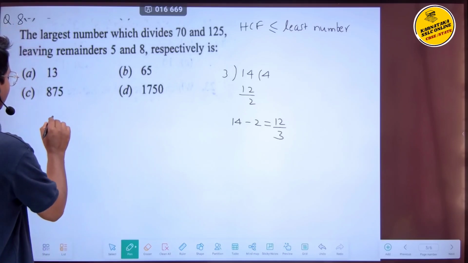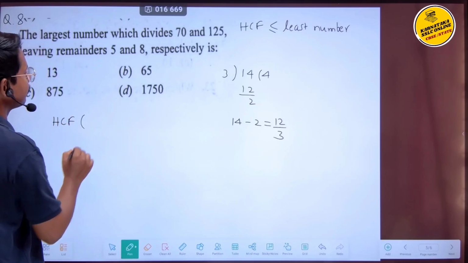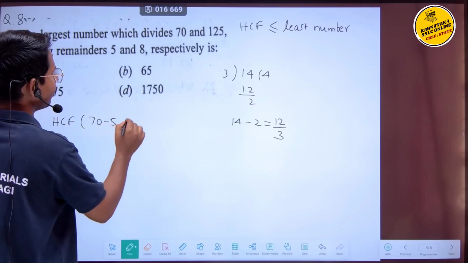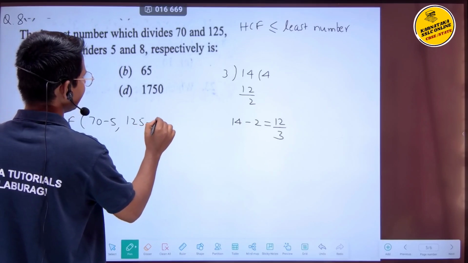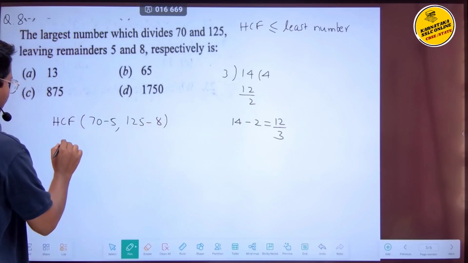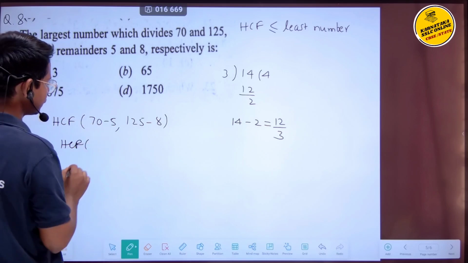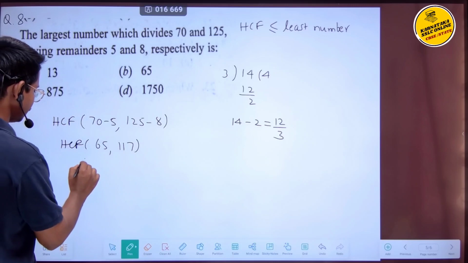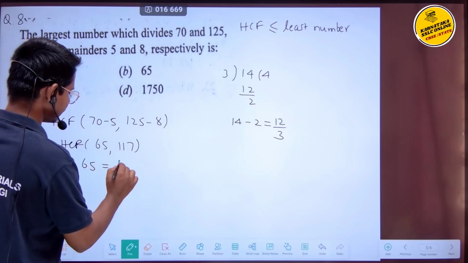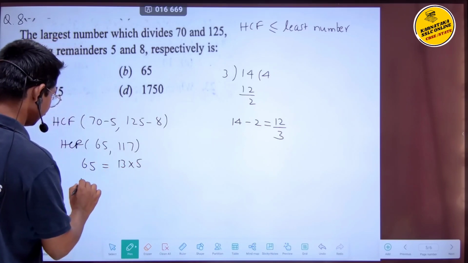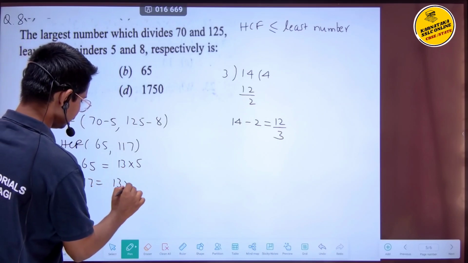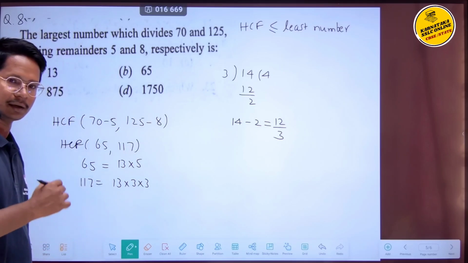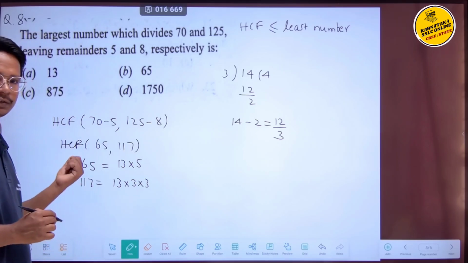So the HCF of the actual numbers: 70 minus its remainder 5, and 125 minus its remainder 8. So you'll get the HCF of 65 and 117. Again you can find the prime factors: 13 into 5, and for 117 it is 13 into 9. So you know the definition of selecting factors when considering HCF.